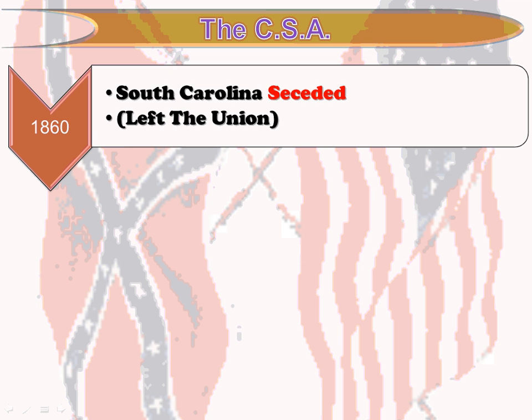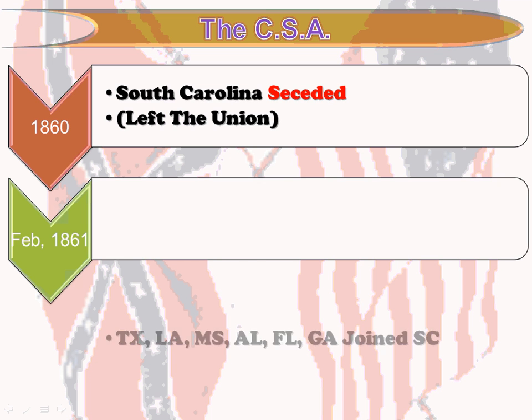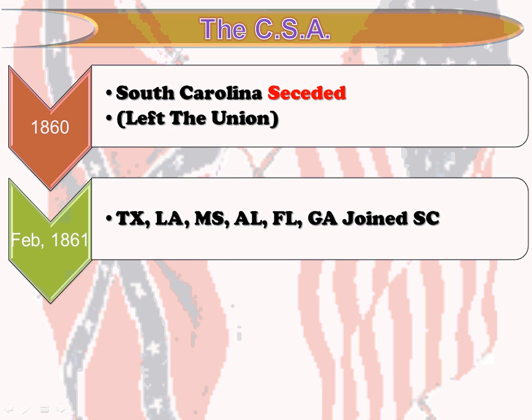Now, after some talking, in February 1861, something else happens. South Carolina, between December and February, was all alone. What happens in February of 1861? New states joined South Carolina, those being Texas, Louisiana, Mississippi, Alabama, Florida, and Georgia, and they officially form a new country.